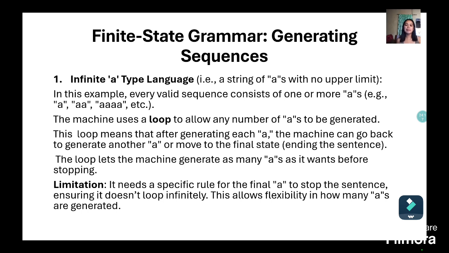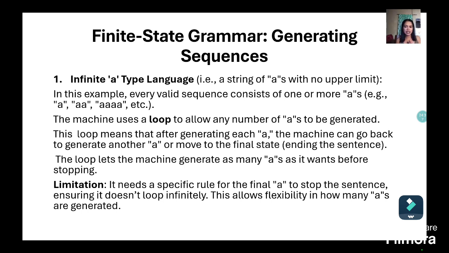This loop means that after generating each A, the machine can go back to generate another A or move to the final state, ending the sentence. So the loop lets the machine generate as many A's as it wants before stopping.